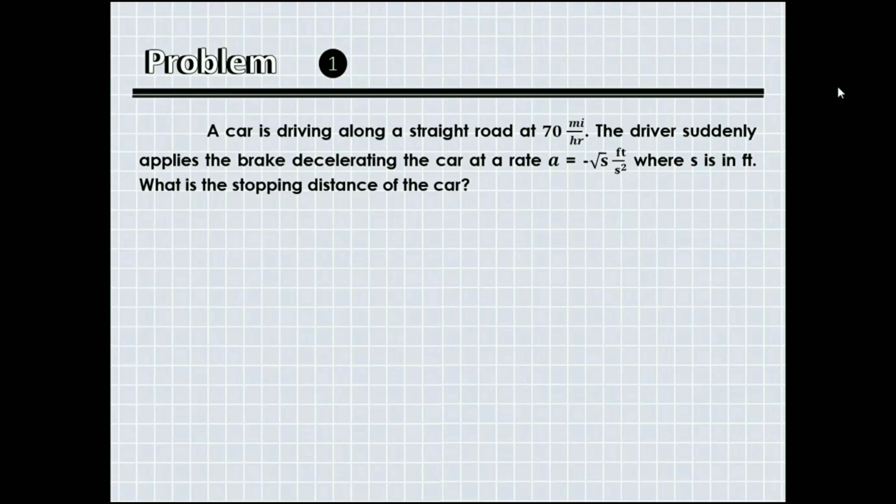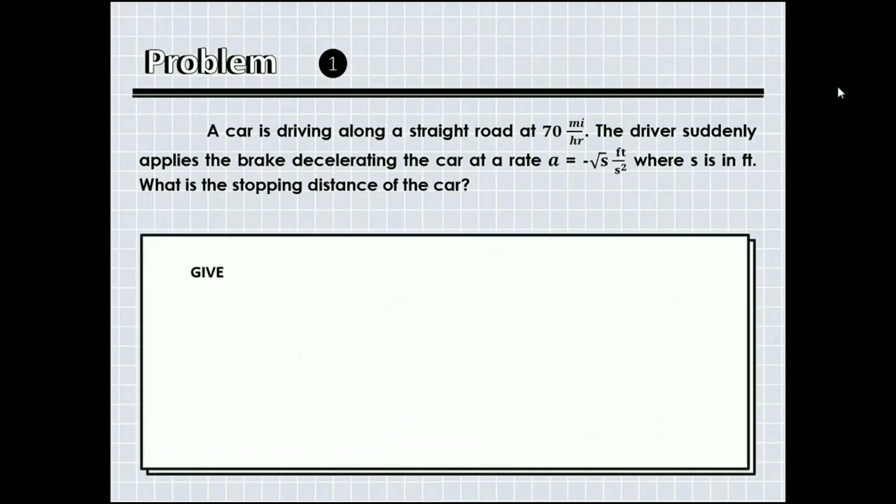This is a rectilinear problem for a particle in the sense that the car is traveling in a straight line. The given values are the initial velocity of the car, which is 70 miles per hour. We need to convert miles per hour to feet per second since the given unit for the acceleration is in feet per second squared. We can recall that 1 mile per hour is equal to 1.467 feet per second. So multiplying 70 miles per hour by 1.467 feet per second over 1 mile per hour, we get 102.69 feet per second. The final velocity of the car is 0.